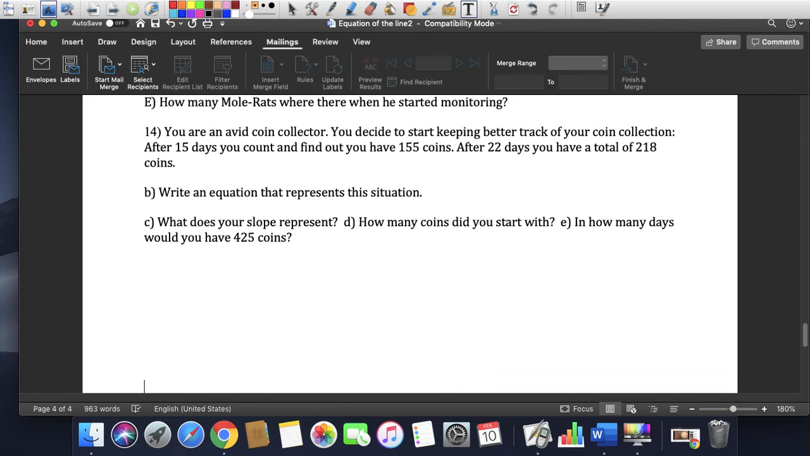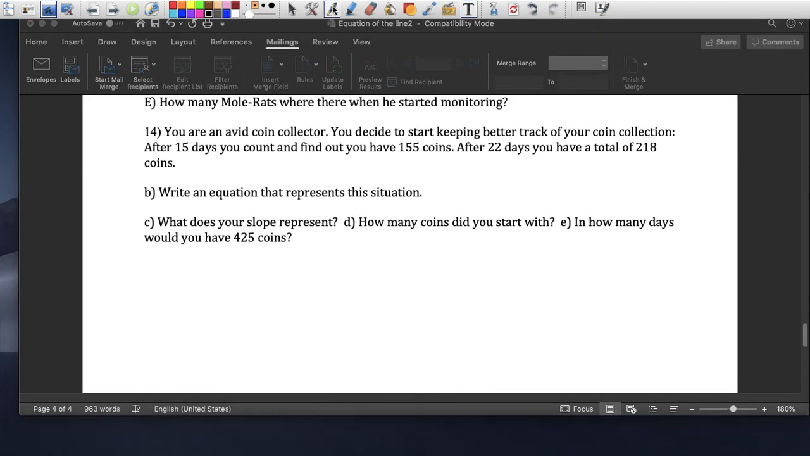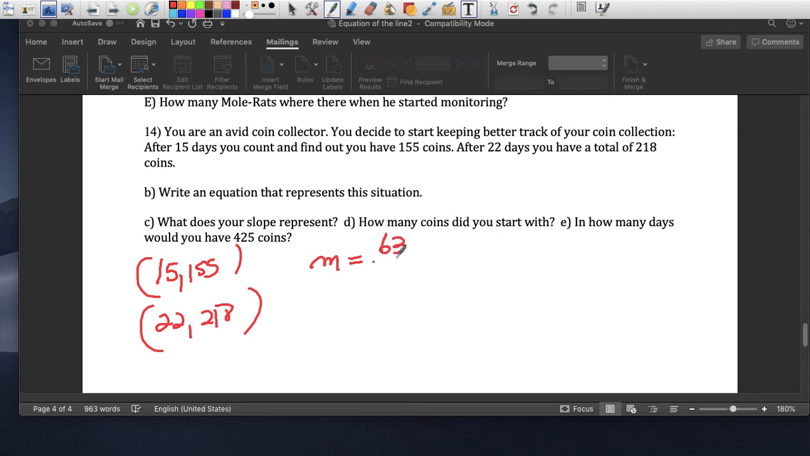Your coin collector after 15 days, so again, days is my x and coins is going to be my y. So we have 15 days and 155, 22 days, 218, so we have a positive slope because you're increasing here. What's my slope? Let's do all that. So I'm going to do 218 minus 155, which gives me 63 on top, the difference between the values. And 22 minus 15 is 7. So my slope is 9.